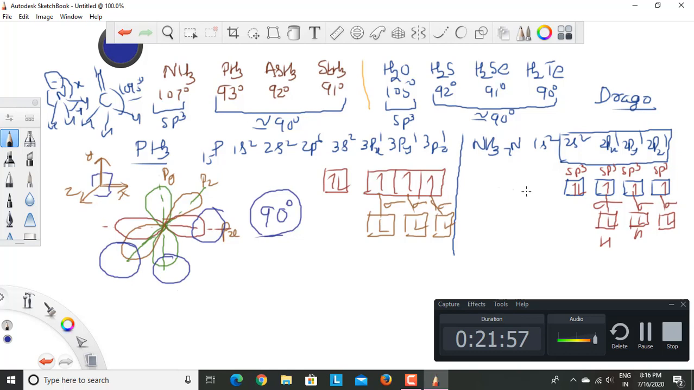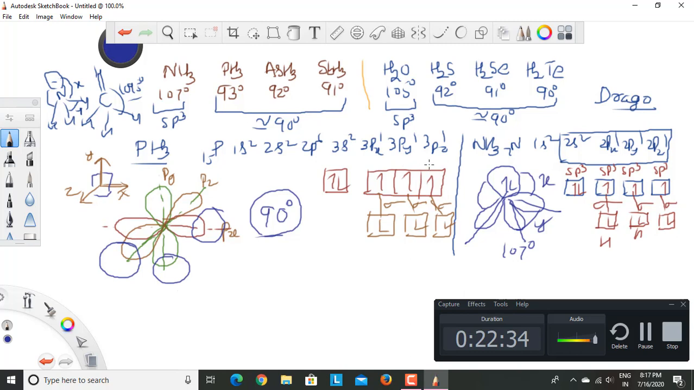Suppose they are hybrid orbitals, you will get one lone pair. In NH3, one lone pair and 3 bond pairs will be there. Definitely the lone pair-bond pair repulsion will be different from the bond pair-bond pair repulsion. So the bond angle will reduce by a small amount. So here it comes to around 107 degrees.